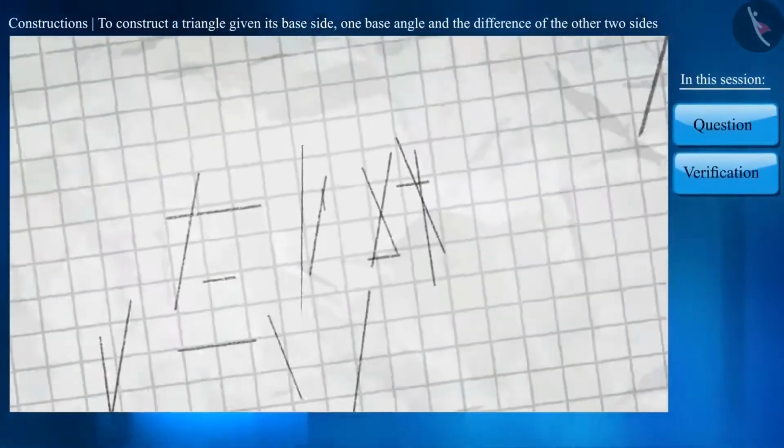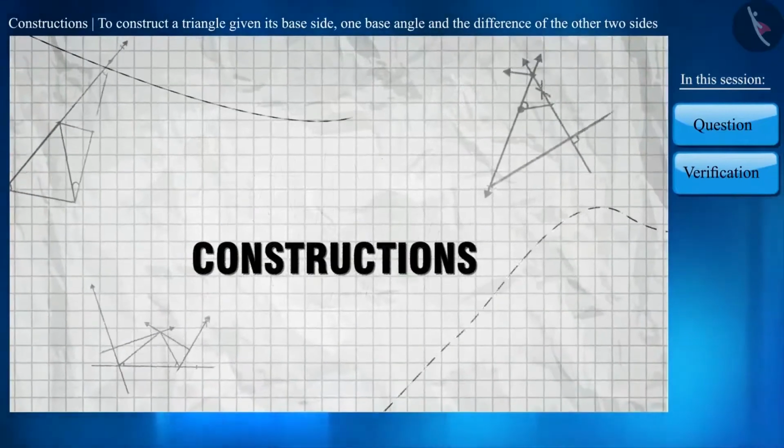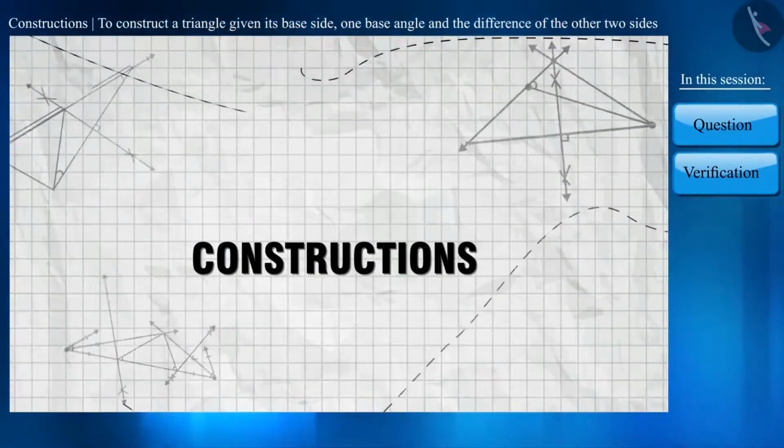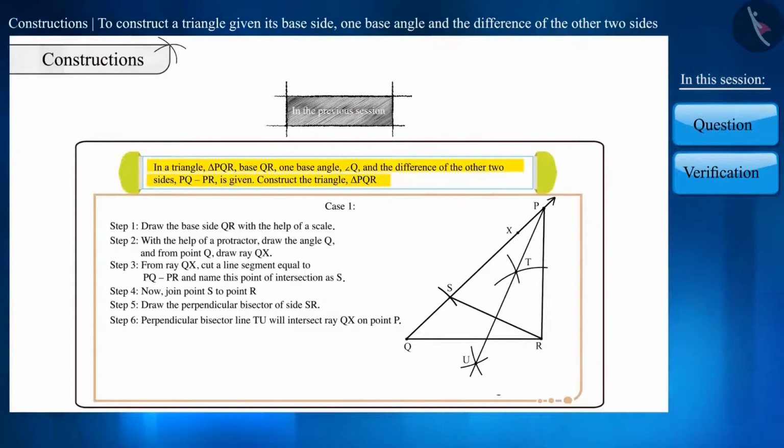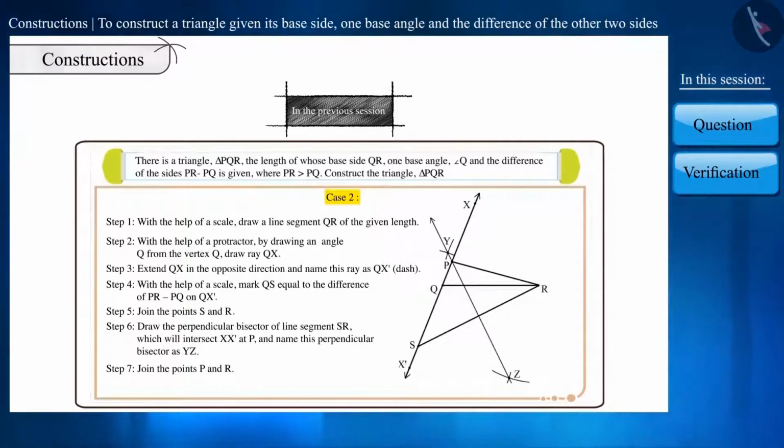Hello friends, welcome to this video on constructions. In the previous video, with the given base side, one base angle, and the difference of the other two sides, we learned the two cases for the construction of a triangle. Case 1, when the side on the base angle is large, and case 2, when the side on the base angle is small.